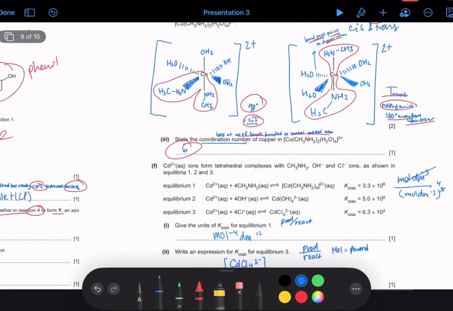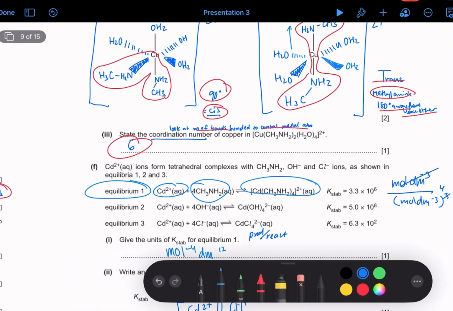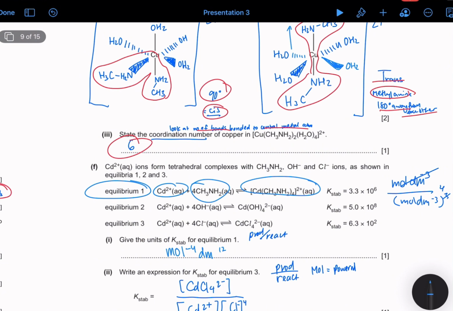So, I'm back. Give the units of K stability for equilibrium 1. You can see equilibrium 1. This one is only 1, the ratio for this one is 4 and 5, so 4 by 5, you cross it out. So it's mole to the power of -4 and decimeter to the power of 12. It's product over reactant, so 1 over 5.